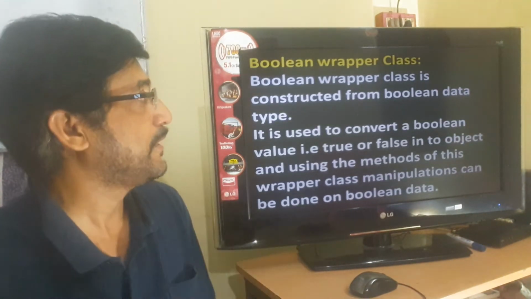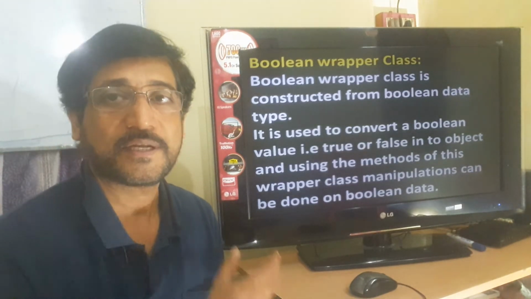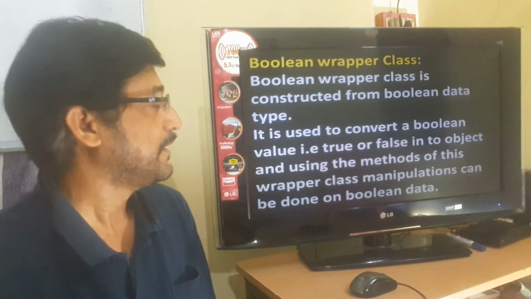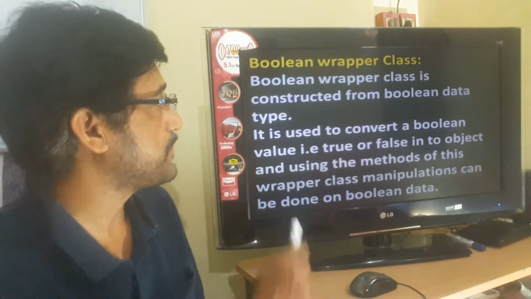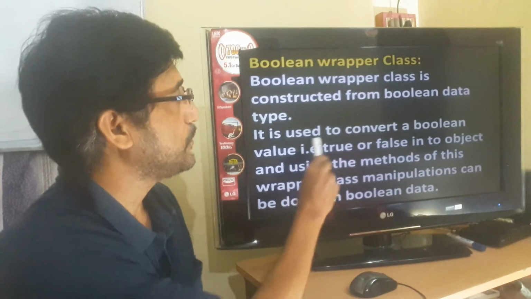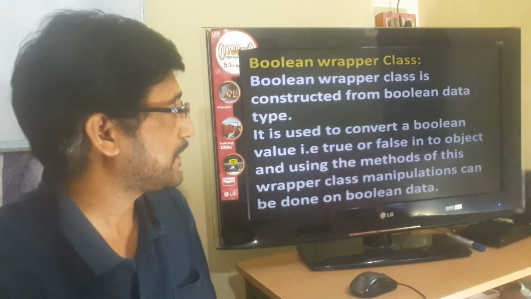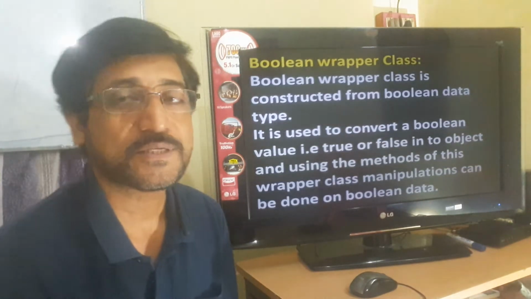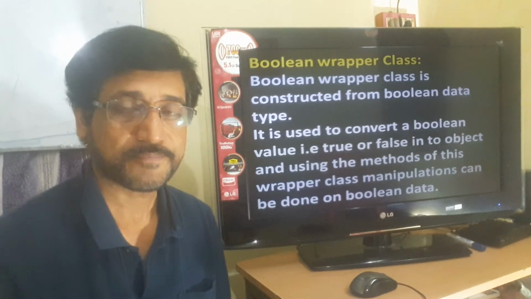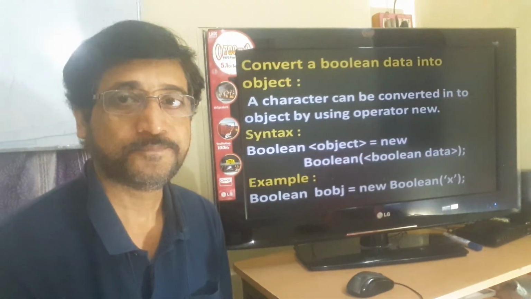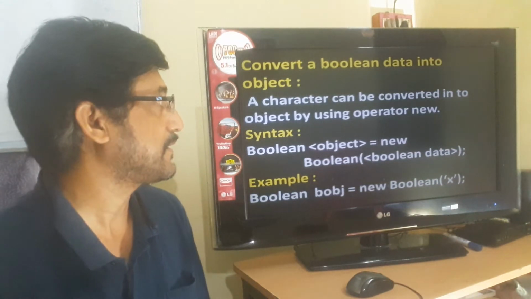Write down, the Boolean wrapper class is constructed from the Boolean data type. Okay, this is the wrapper class constructed from the Boolean data type. It is used to convert a Boolean value, that is true or false, into an object. And using the methods of this wrapper class, manipulations can be done on Boolean data. There are some very simple methods also, like toString and equals.